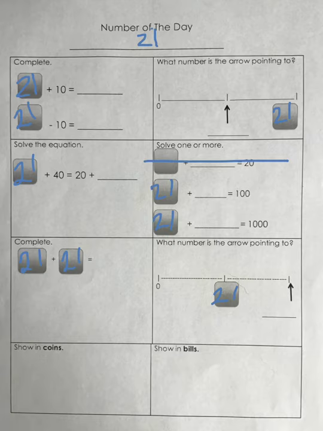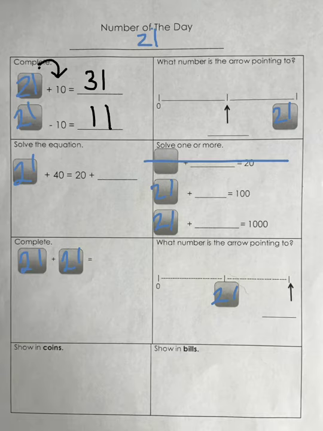So if we look in the first box on the upper left-hand side, we'll see 21 plus 10. So I'm just adding 10 to our number of the day. So I know that's 31, so I will write it here. Then I go down and I do 21 minus 10, so that's 11.